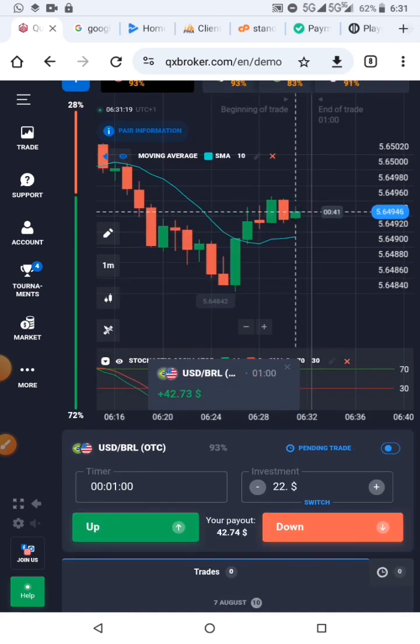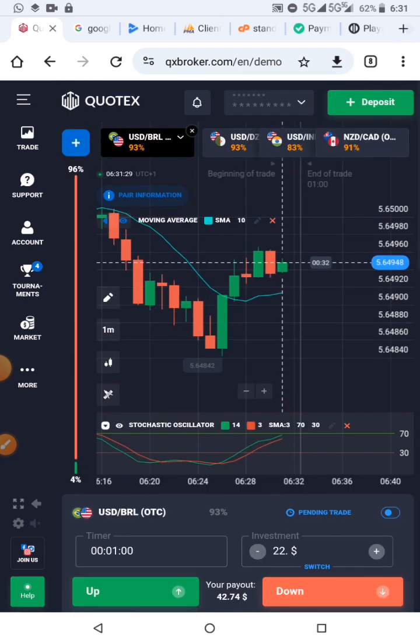Like you guys can see, it has entered. So that's how to read the signal here. If you want to withdraw your money, it's the same way.